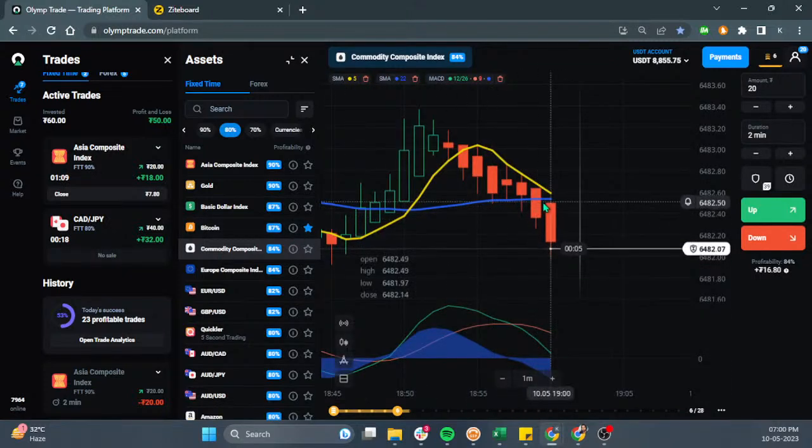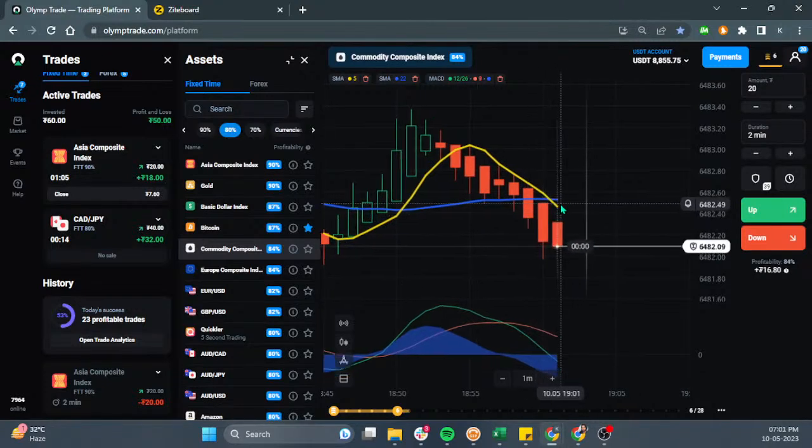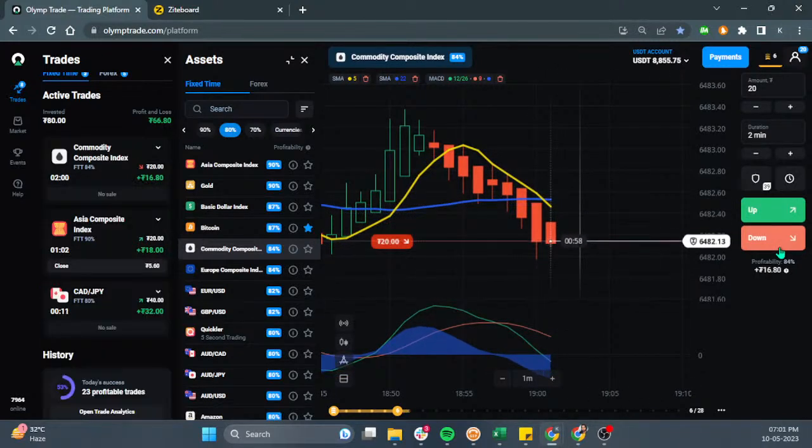Oh, we can have a crossing over here. Let's wait for the new candle to happen. Maybe then we will have a crossing and we can open a downward trade.